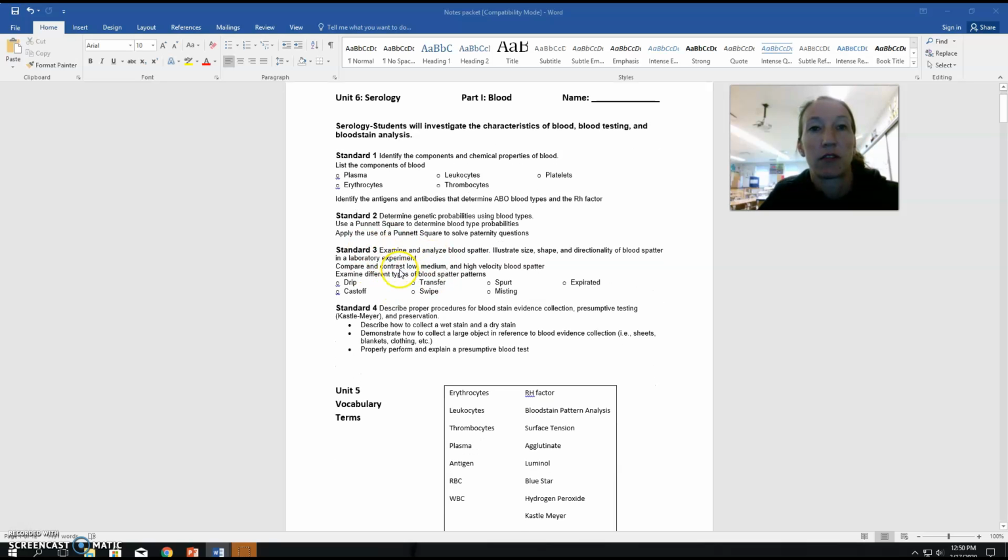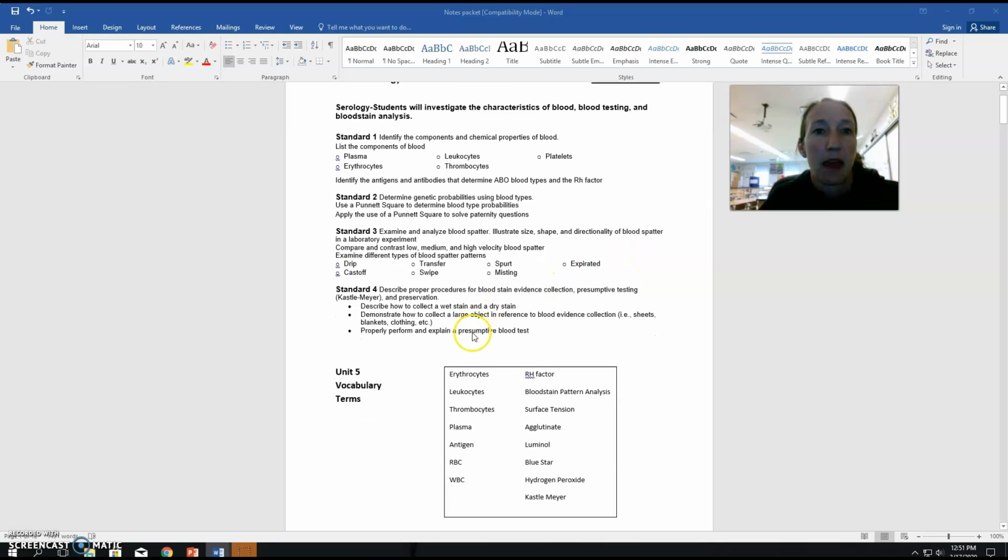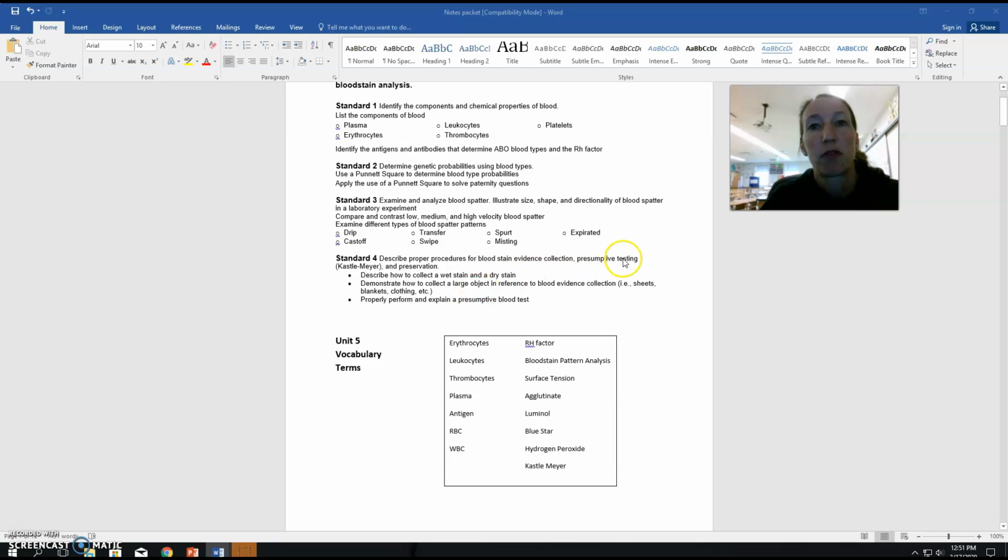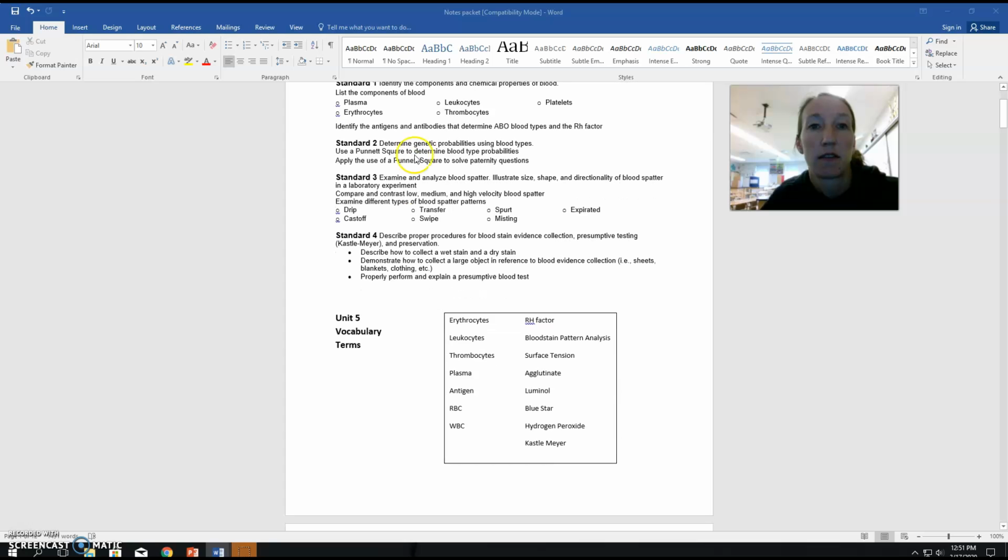Next one is looking at different types of blood spatter. No, low, medium, and high velocity impact spatter. And then different types of drip patterns, cast off. I mean, you could read through these. And I feel if you did your flashcards, you know these. Okay. And then standard 4 is those presumptive blood tests. Okay.